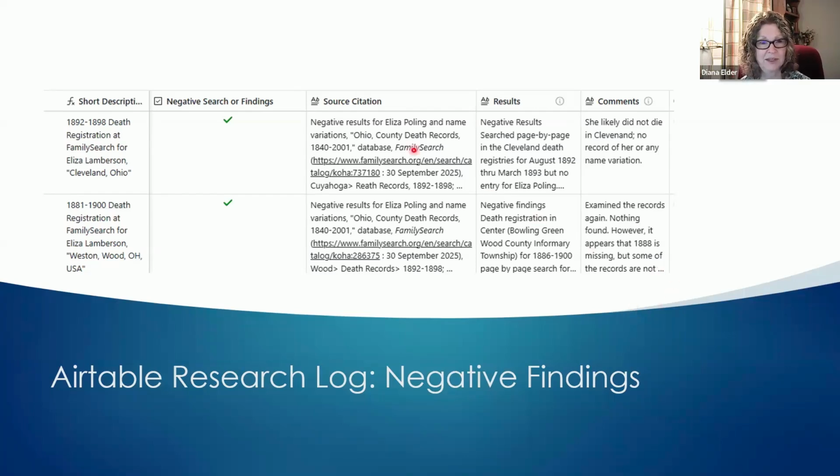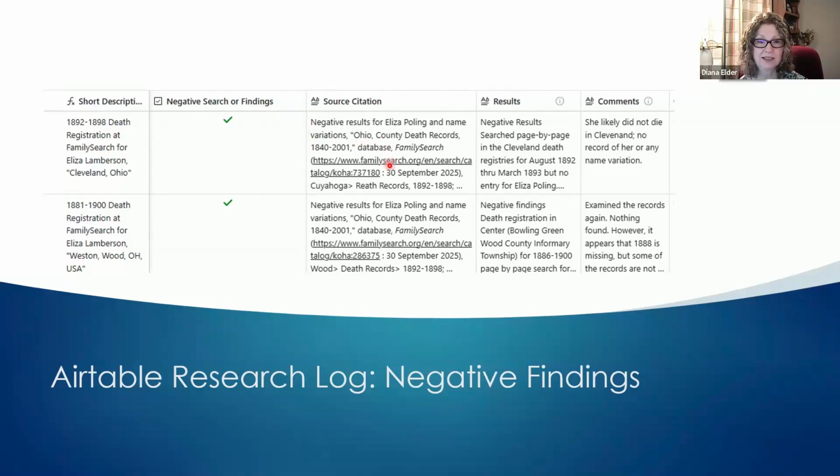And I loved how this is an Airtable base, and I love how this field was added, negative search or findings. And it's just a checkbox. So if it's negative, it's right there. And what this enables you to do is then to just group by those if you want to see all the negatives, or just have a clear visual of what was not there. So you'll notice that we've got a negative source citation here, which is what we want to have. If we're going to write this up, we need to have a source citation that states negative results. So negative results for Elizabeth Polling and name variations.